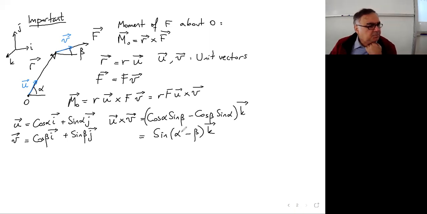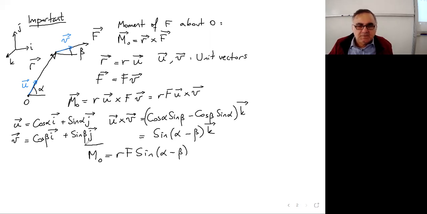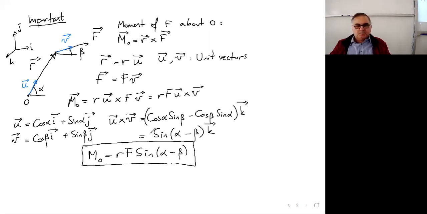So we get an important result here, that the moment about O is equal to RF times sine alpha minus beta. This is something we will use quite often. Just keep this in mind because it's an important and necessary result. Now this has to do with our problem.